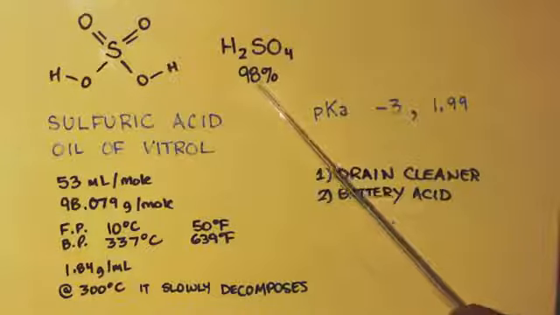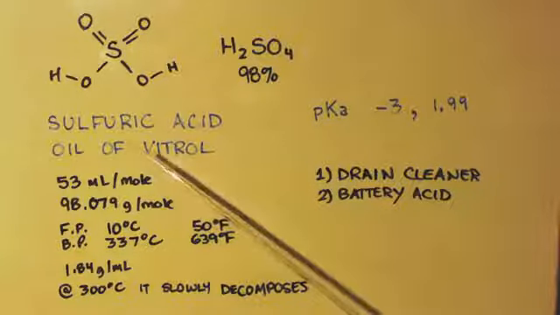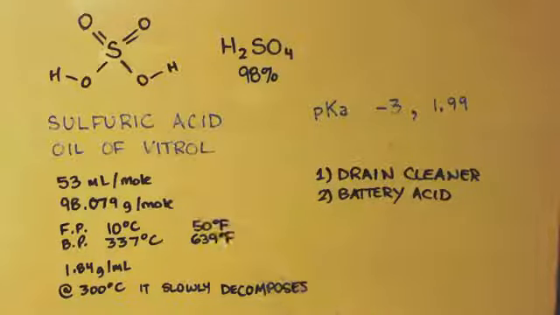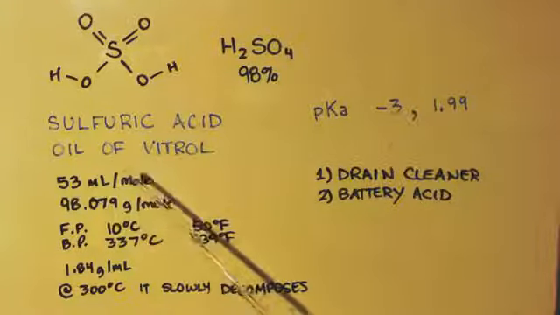Here's the formula. Concentrated as it can get is 98%. Some people call it oil of vitriol. Here are some properties: boiling point, freezing point, or some people call it the melting point. I looked this up on Wikipedia here, and let me tell you, I have a hard time believing this freezes at 50 degrees Fahrenheit. I'm going to have to try that. It slowly decomposes at 300 degrees C. These are how many milliliters and grams are in a mole.